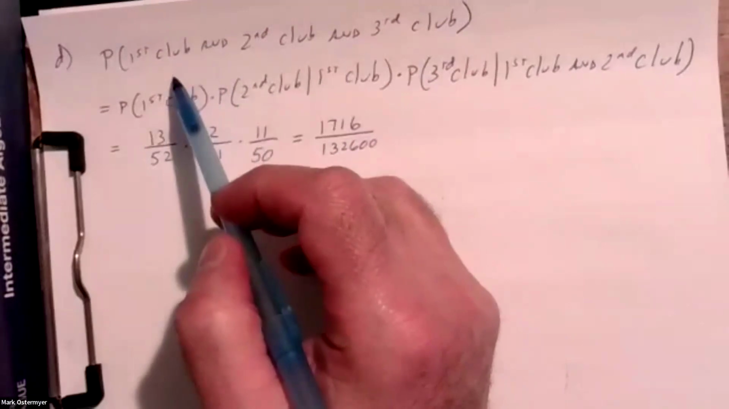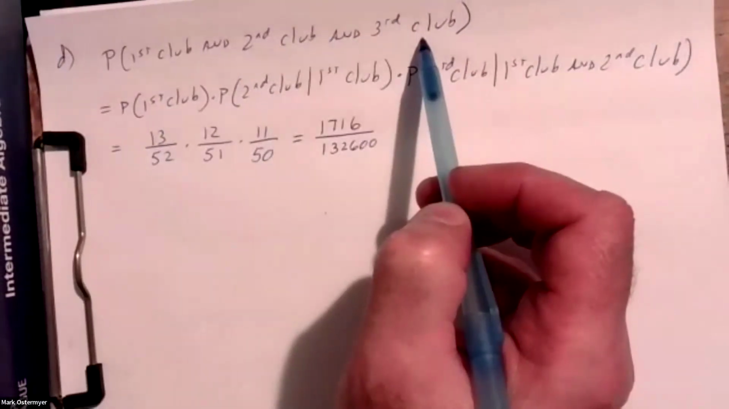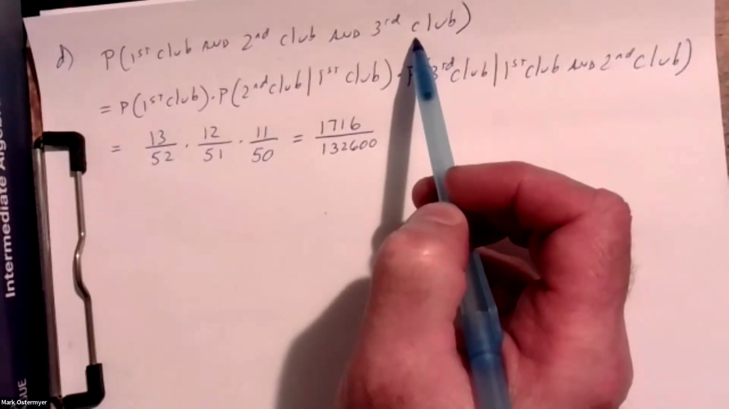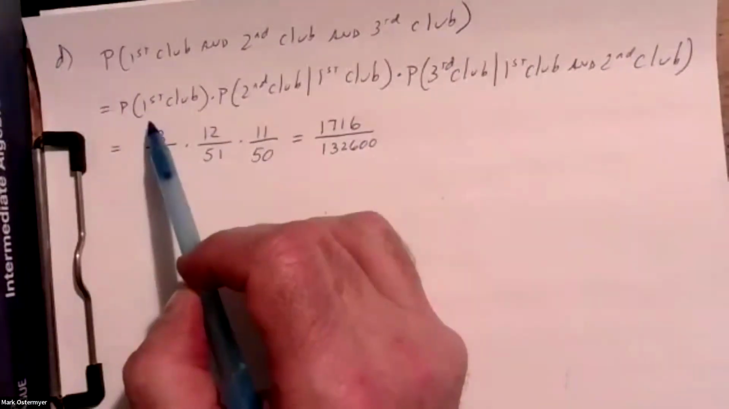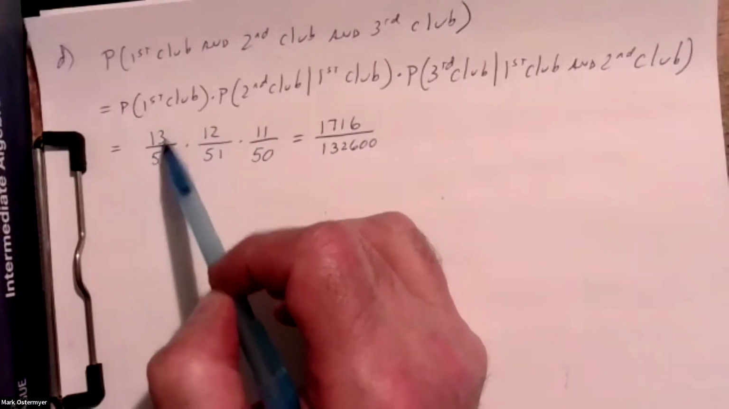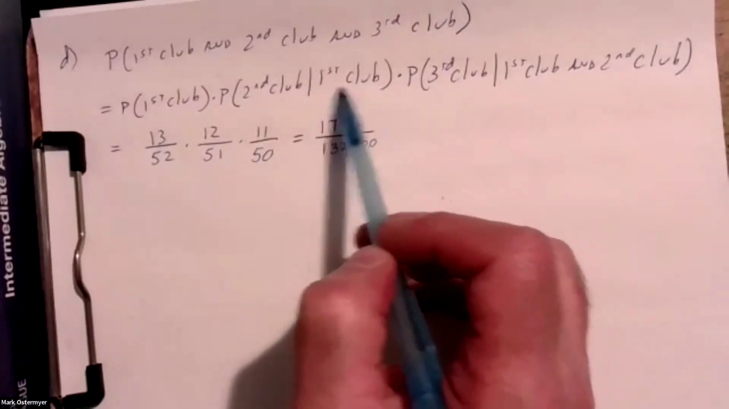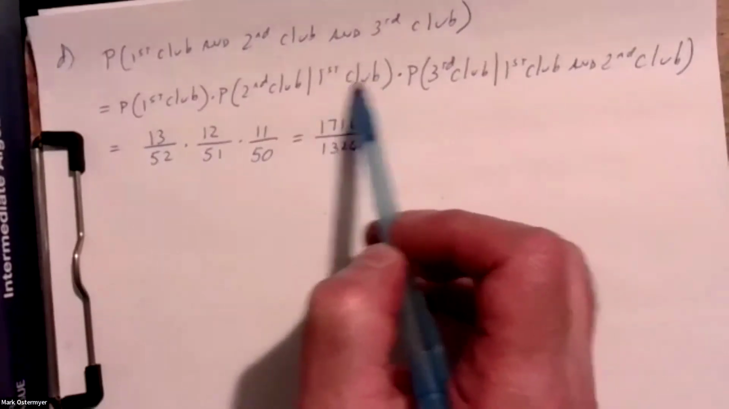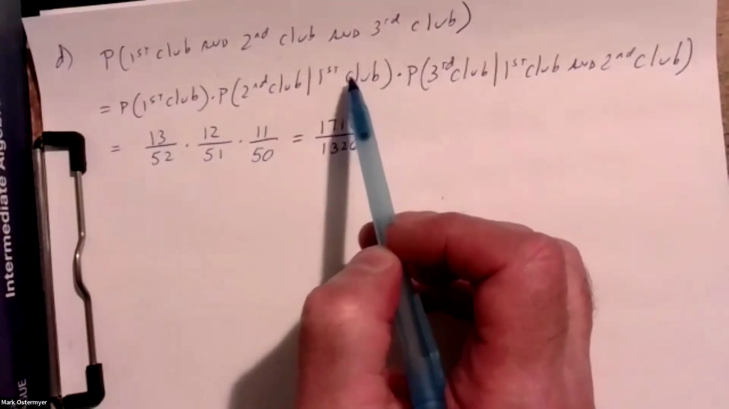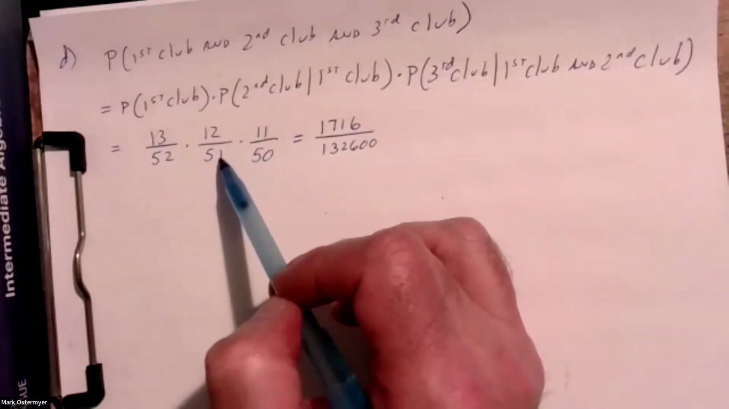D, what's the probability I reach into this deck and pull out a club, and a club in succession without replacement? Well, that's going to be equal to the probability that the first selection is a club, which is going to be 13 over 52, times, given the first selection is a club and I keep that club out of the deck, what then is the probability I reach in a second time and pull out a club? That'll be only 12 over 51.